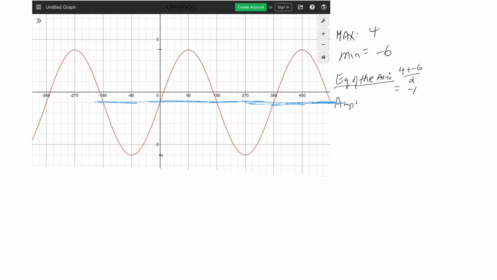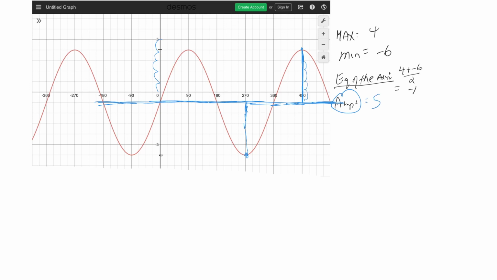And once we have the middle line, we can look at our graph and figure out what the amplitude is. Amplitude, remember, is the vertical distance from the max to the equation of the axes, or from the minimum to the equation of the axes. In this case, I'm just going to count the number of boxes, and I'm aware that each box has a value of 1. So that means 1, 2, 3, 4, 5. So my amplitude is 5.